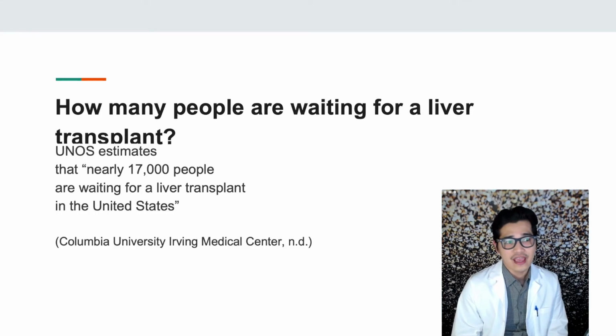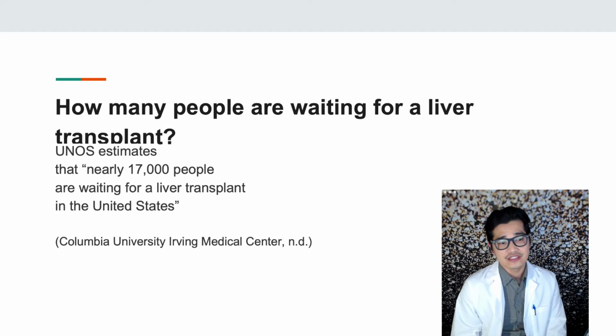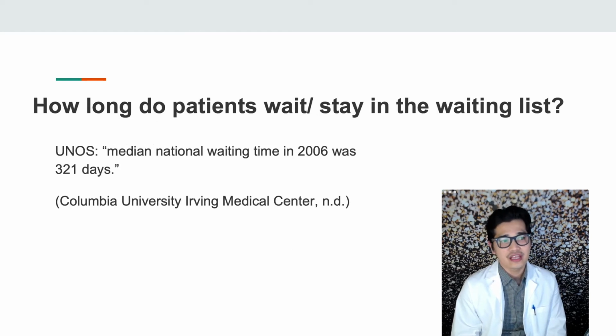Now we'll go over some questions you have. Okay, someone asked, how many people are waiting for a liver transplant? According to UNOS, there are nearly 17,000 people waiting for a liver transplant in the United States. Next question, how long do patients wait or stay in the waiting list for liver transplants? The median national waiting time back in 2006 was 321 days. Although in my clinical experience, waiting times vary from less than a week to years.